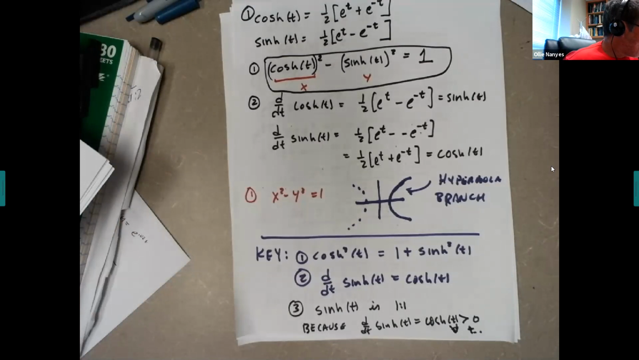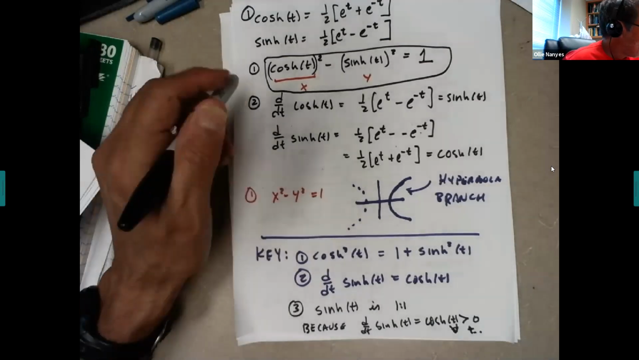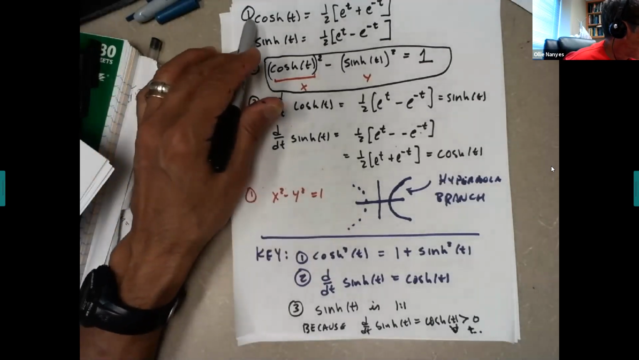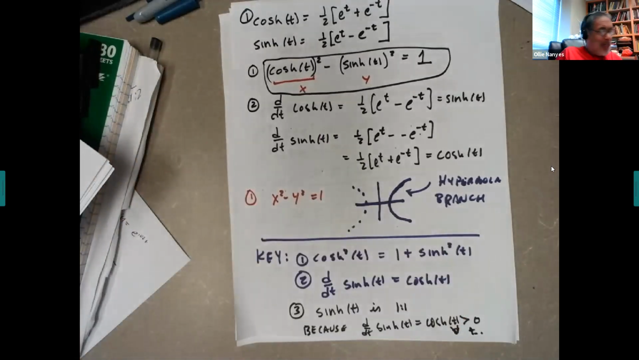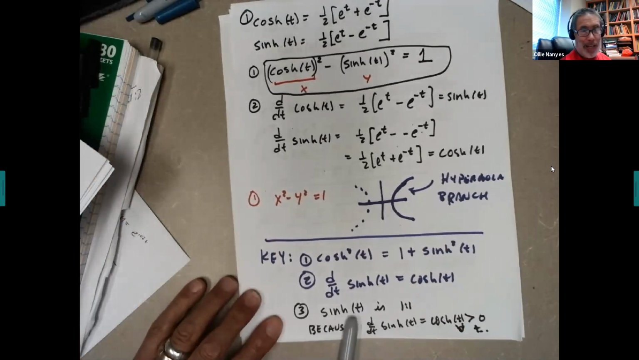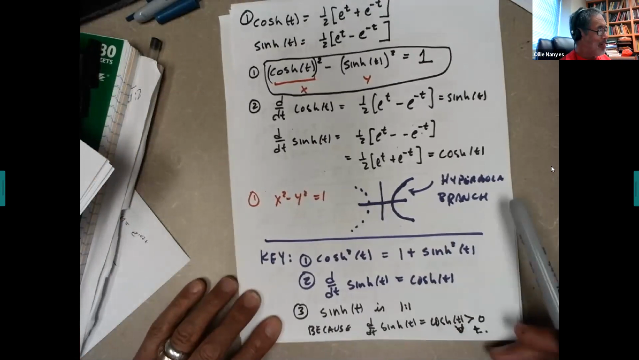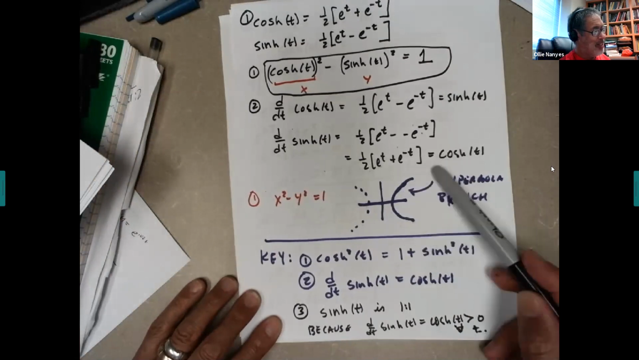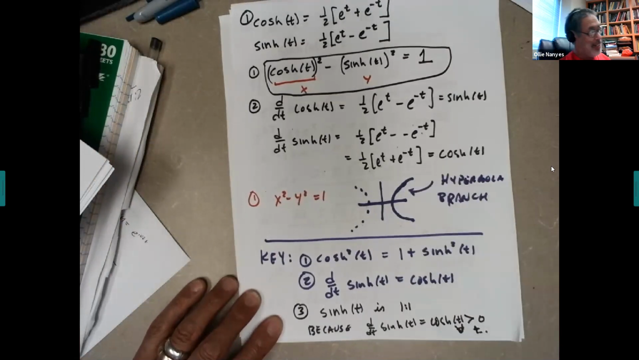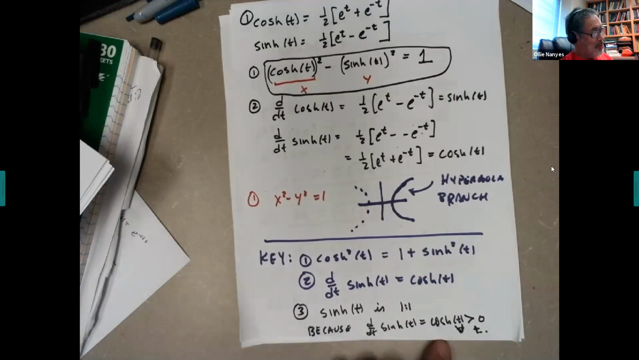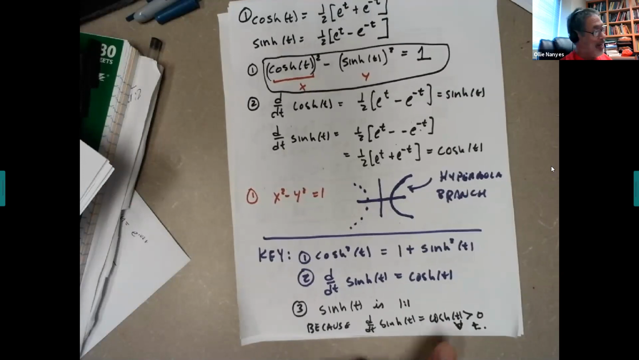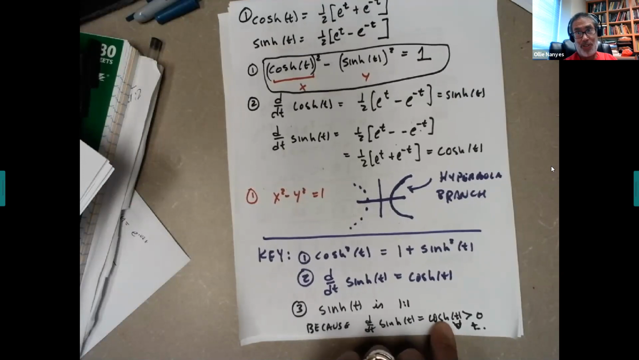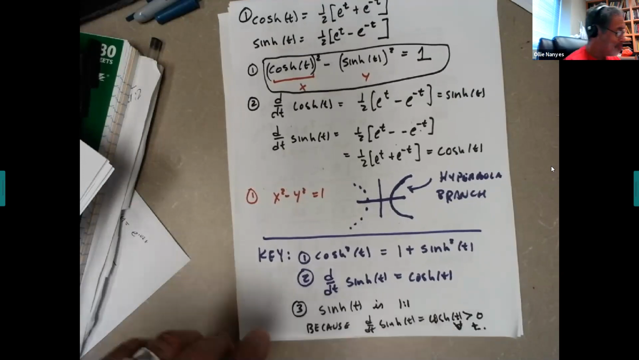Now, the other thing, if you notice, is that if you look at the derivative of hyperbolic sine, it's hyperbolic cosine, which is always positive, always greater than or equal to 1. So since hyperbolic sine is differentiable everywhere, and its range is the entire real line, its derivative is positive for all t. That means the function hyperbolic sine is increasing everywhere, which means it's 1-to-1 and has an inverse. That's going to be very, very important.